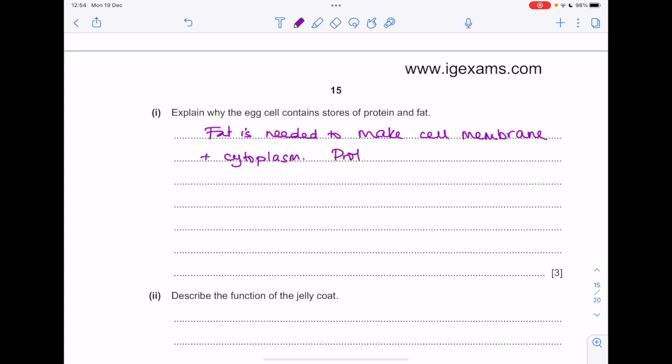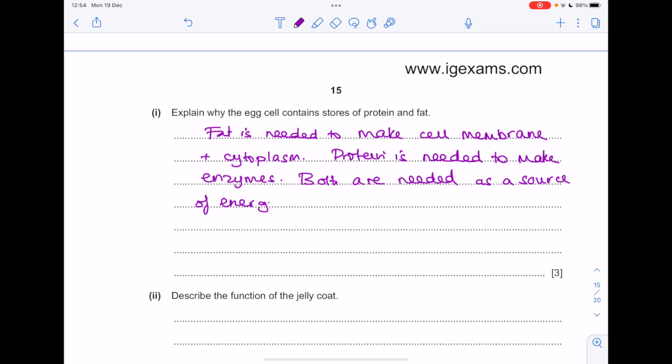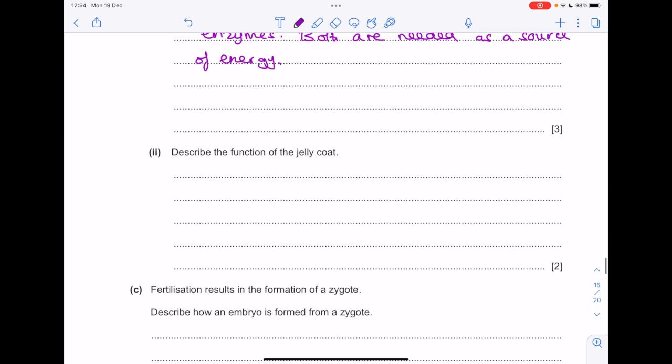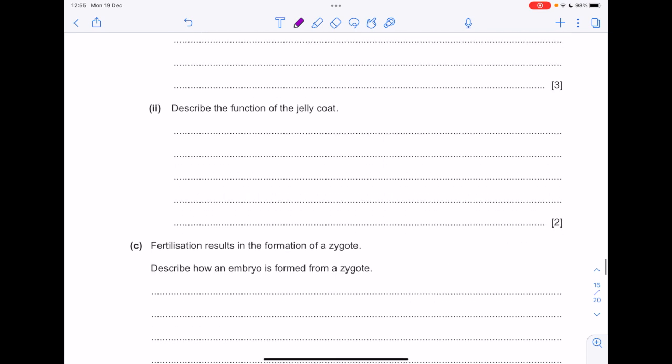The protein is there to make enzymes. And then both are needed as a source of energy. Describe the function of the jelly coat. Well, remember, this hardens once fertilization has taken place in order to prevent more sperm entering.